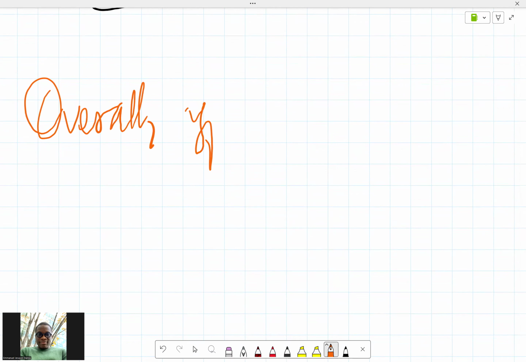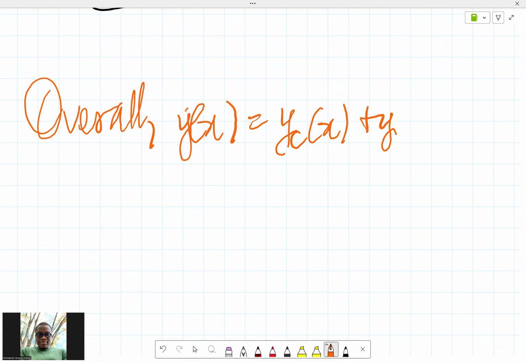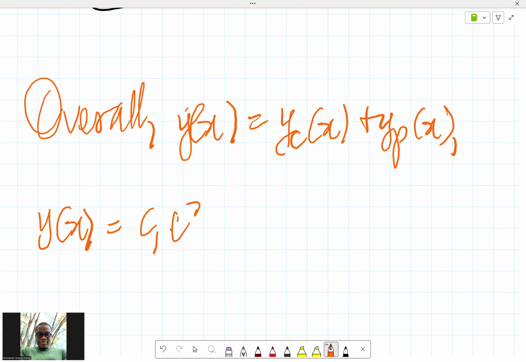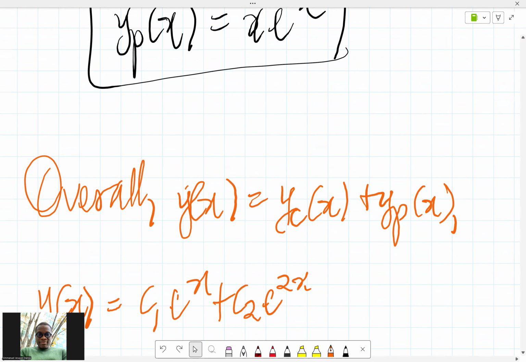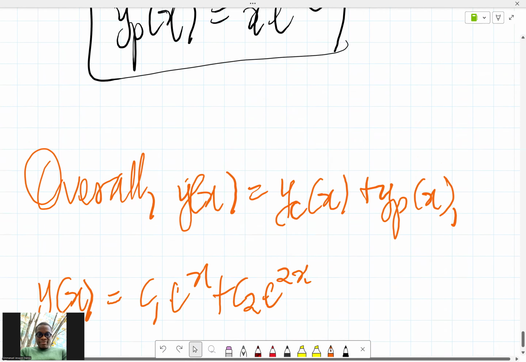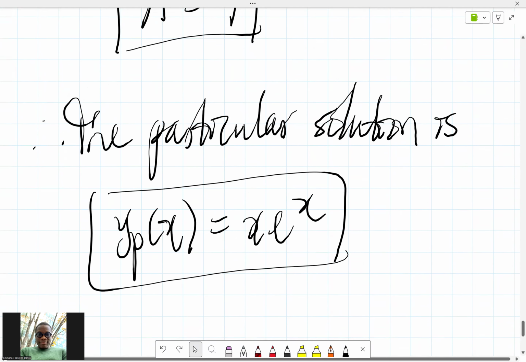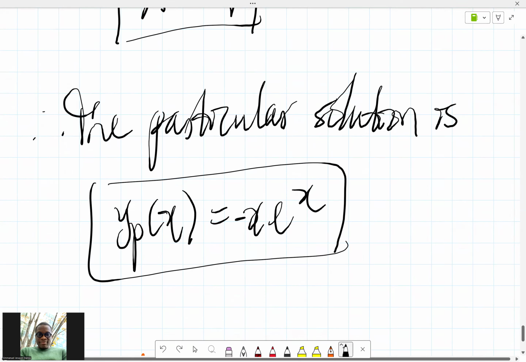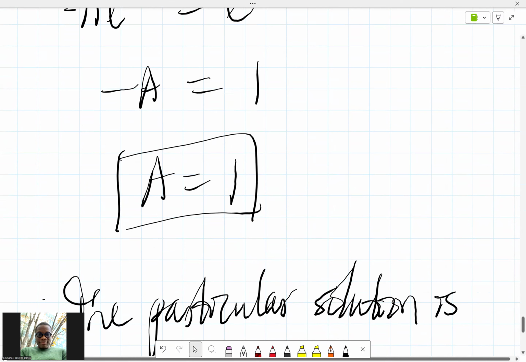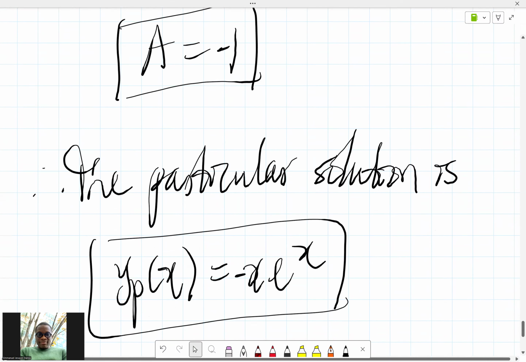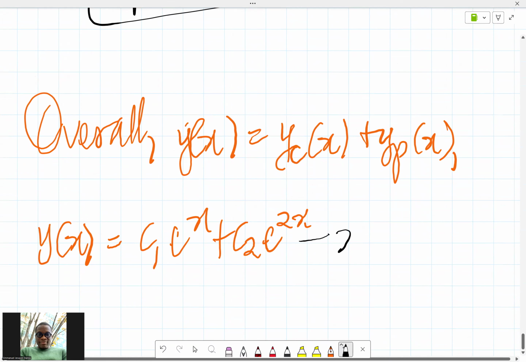So we can now say overall y of x, which is the same thing as yc of x plus yp of x, will now be y of x equals yc of x, which is c1 e raised power x plus c2 e raised power 2x, plus not yp, right? Our yp is, okay, this is minus. This should be minus because a is minus 1. Don't forget, this a should be minus 1, not just 1. So minus a is 1, so a is minus 1. So that should be minus x e raised power x.